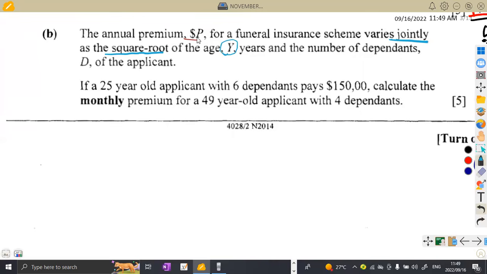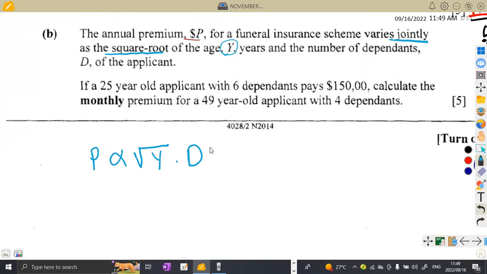So we have got two things here, p. So we are going to write this, p varies jointly, which means we've got two things here. So it varies as the square root of y here, and the number of dependents d. So joint variation, remember you multiply the two. So you're just going to multiply to d, which is the number of dependents. So which means p varies with the square root of y times d.